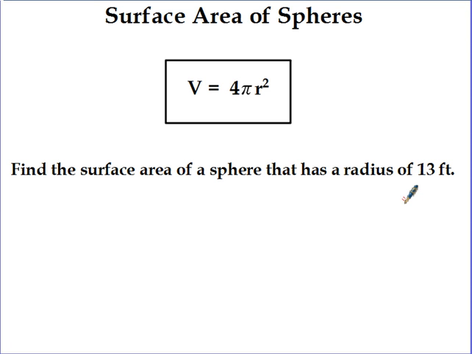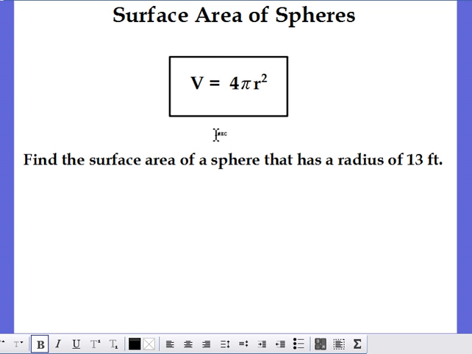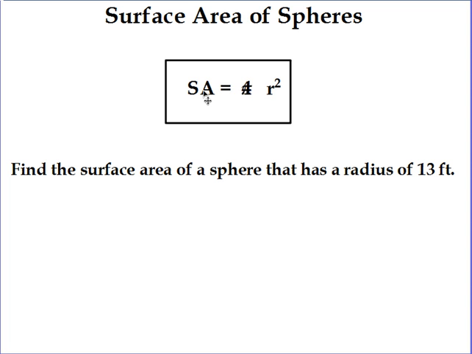And here's, oh, I have volume there. Oh my gosh, I didn't even notice. Let me fix that. On your notes it says V right there when it should say surface area. So let's go ahead and fix that. Oh, that messed everything up. It's alright. There we go. So it should be surface area.